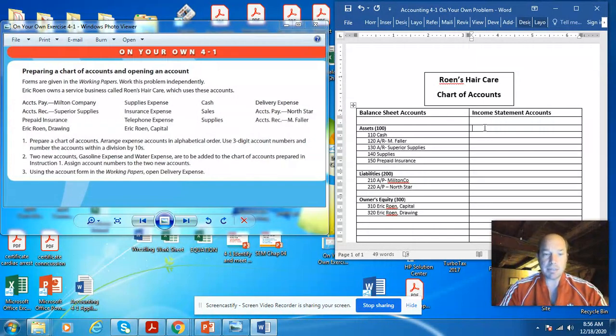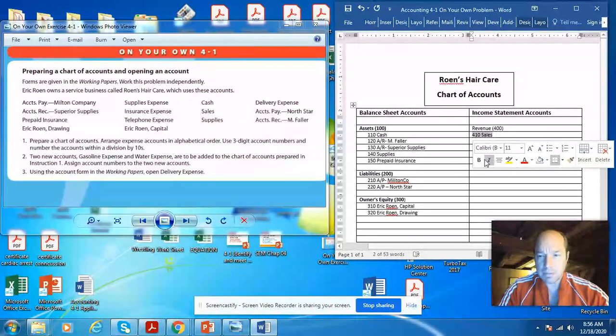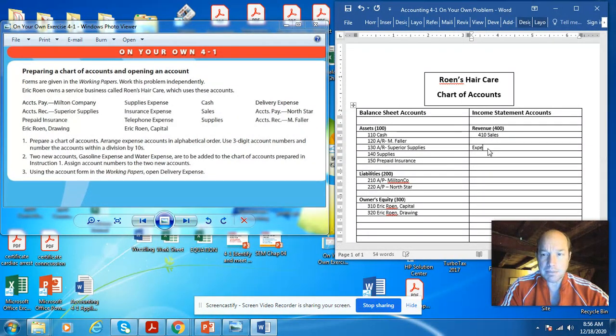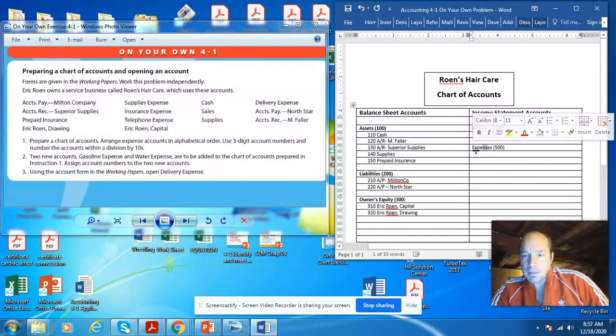And let's go into the income statement accounts. Let's go revenue 400. We only have one revenue account, that being sales. Excuse me, 410 sales. And I'm going to make the revenue bold. Not italic. And let's go with expenses, 500.